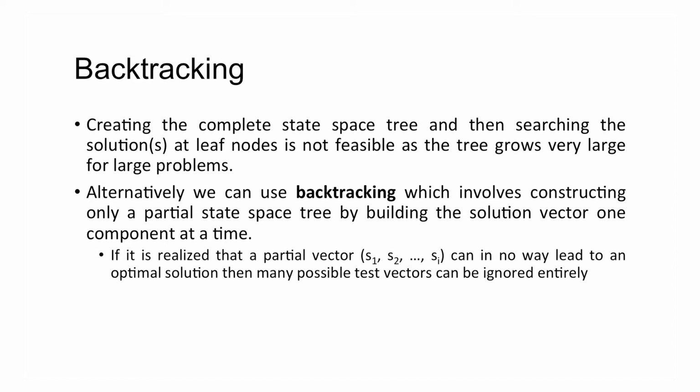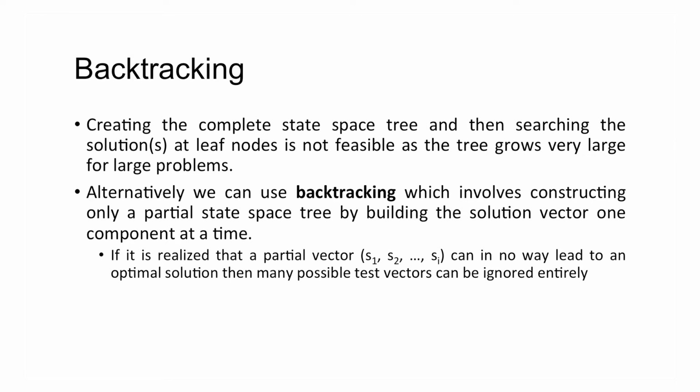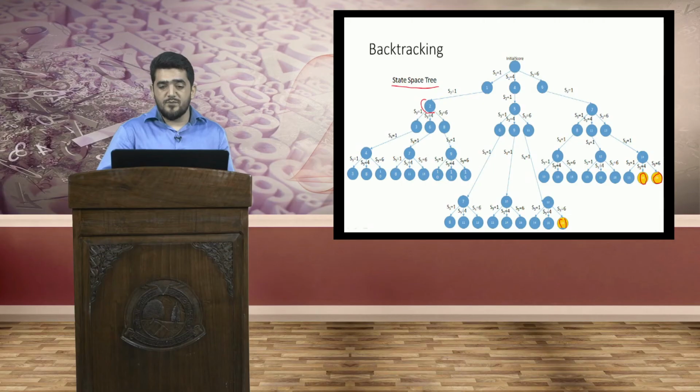So how does it do that? How does it create only a partial state space tree? It tries to build the solution vector one component at a time, and while it is building this solution one component at a time, if it realizes that this partial vector up to which it has reached, for example, in our previous example, this path here is a partial vector. So ball number 1 and ball number 2 we have found, or this is one of the possibilities that we can follow. And at ball number 3 we have a choice 1 or 4 or 6.